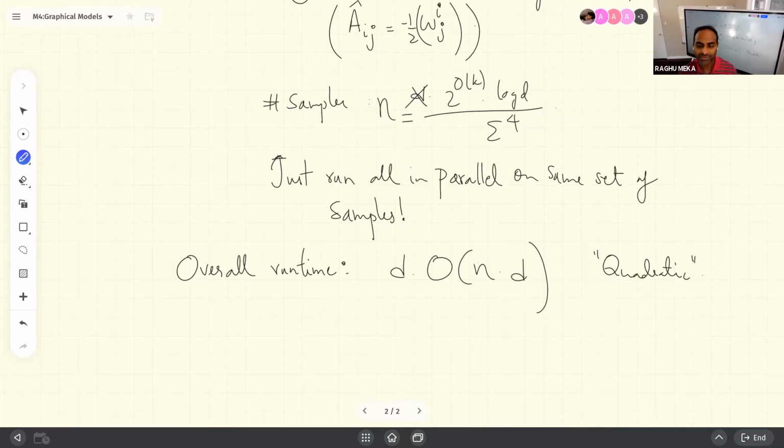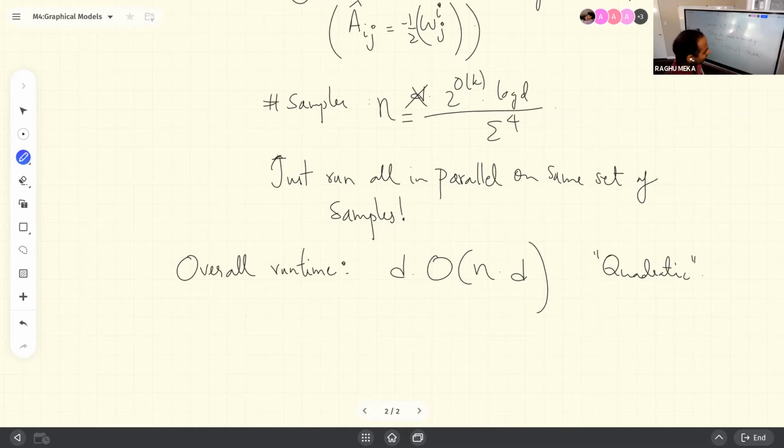So in the next class, when we come back, we will solve this sparsitron question, right? It's a standalone question. We can forget everything about graphical models, solve it, and then plug it back in.